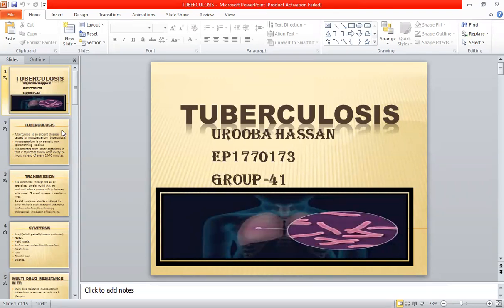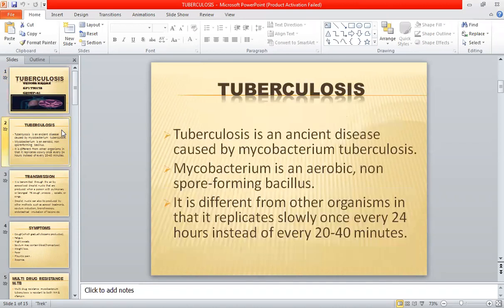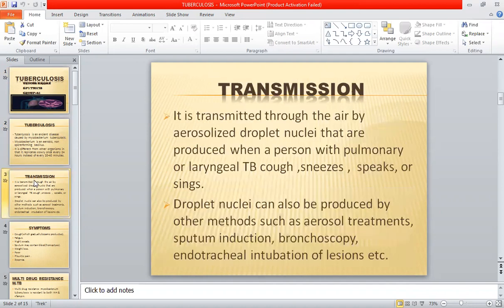Tuberculosis is an ancient disease caused by Mycobacterium tuberculosis. It is an aerobic, non-spore forming bacillus. It is different from other organisms in that it replicates slowly, once every 24 hours instead of every 20 to 40 minutes.